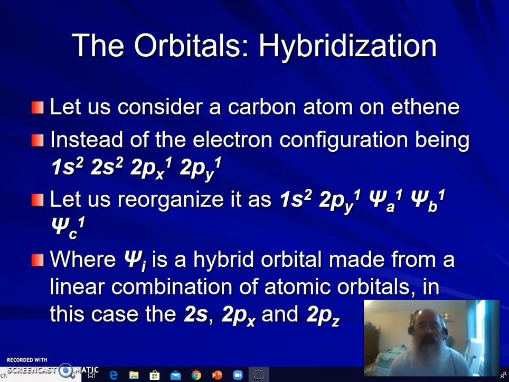So the new orbitals, each of those 3 orbitals, is going to be a hybrid orbital that's made from some linear combination of atomic orbitals. In this case, the 3 atomic orbitals in the linear combination are going to be the 2s, the 2px, and the 2pz on that carbon. So let's look at what the form of these 3 orbitals is going to be.